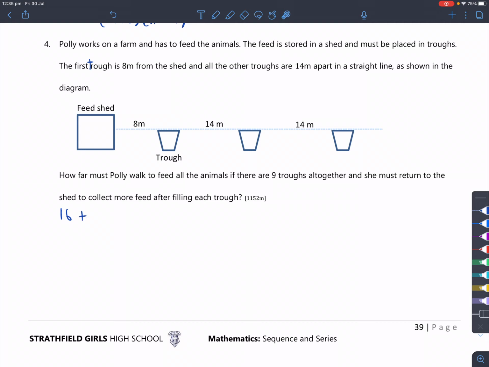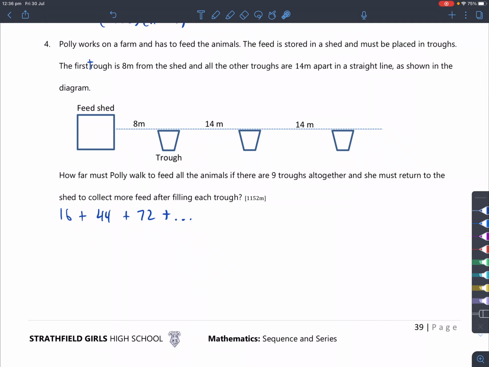Now, because it's asking how far must Polly walk to feed the animals, it's asking about the sum of all the distances she travels. So the first distance was 16, obviously. The next one would be 22 plus another 22, which is 44. And then the next one would be all the way here. So 8 plus 28, that would be 36, times 2. That is going to be 72, and so on.